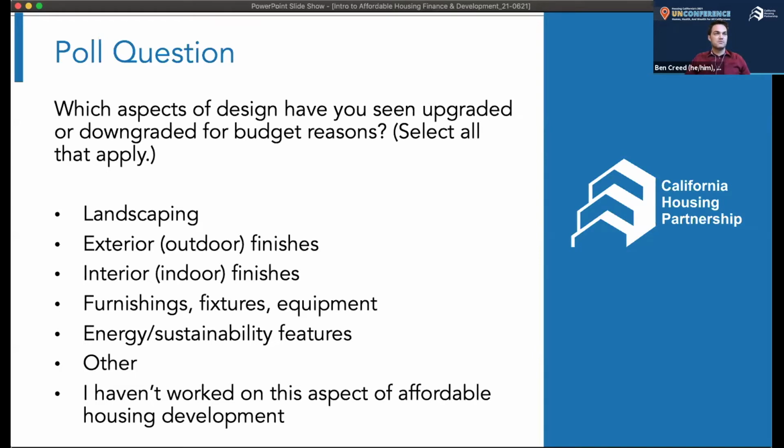We'll leave this open for another 30 seconds or so. And I will share it as I move on to the next slide. And if you want to share any specific details on design changes that you've seen due to budgetary reasons, please let us know in the chat.